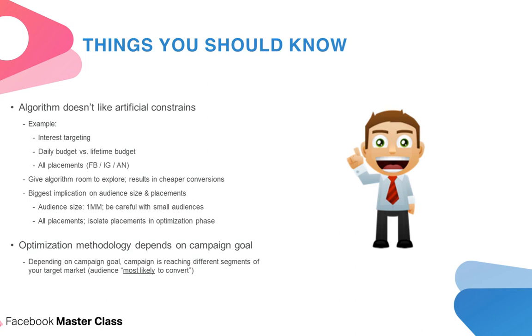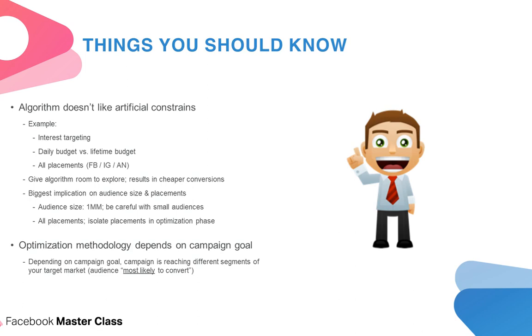And the fact that the algorithm doesn't like artificial constraints has the biggest implication on the audience size and the placements. So try to go for big audiences of at least 1 million people in it. Be careful with small audiences that can result in high CPCs, rising frequency and delivery issues.